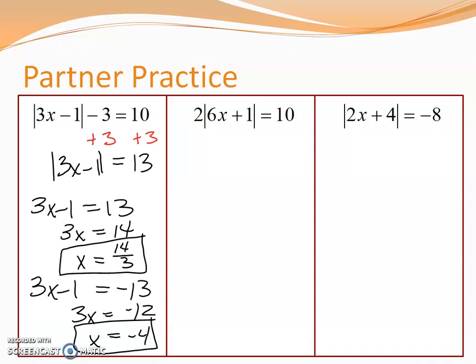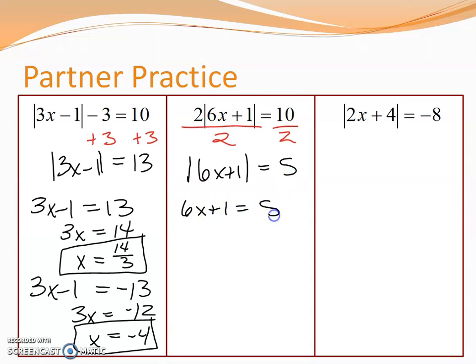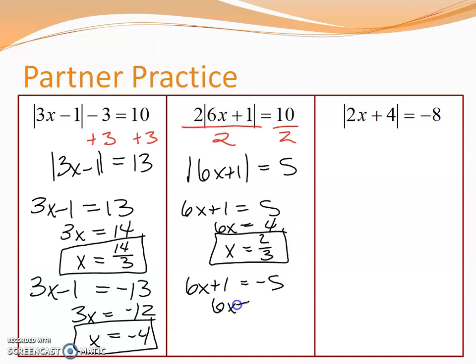We talked about this one. We would need to divide by 2 to get rid of that 2 there. That gives me an absolute value of 6x plus 1 equals 5. So that 6x plus 1 on the inside could equal 5, or that 6x plus 1 could equal negative 5. Both would make that true. Subtract 1 gives me 6x equals 4. Divide by 6, x equals 2/3. Bottom one, subtract 1 over. I get 6x equals negative 6. Divide both sides by 6. I get x equals negative 1.